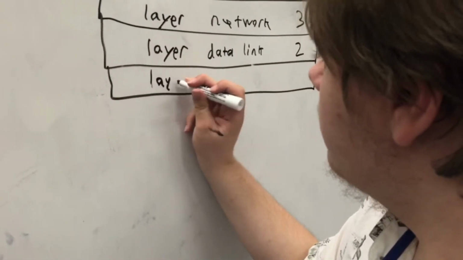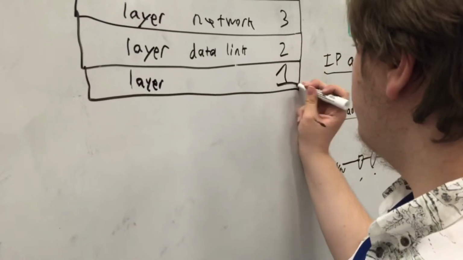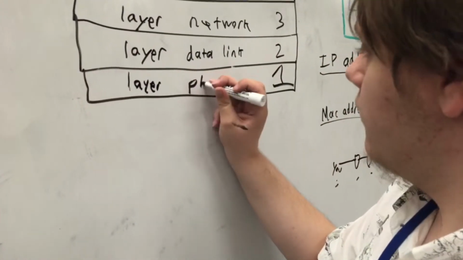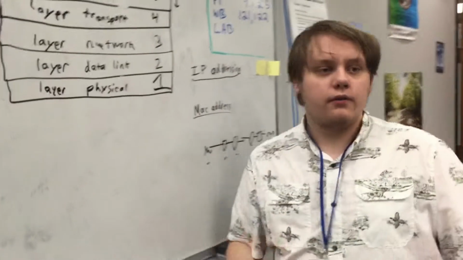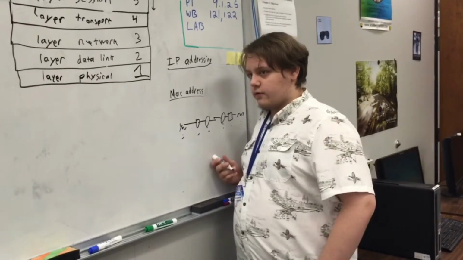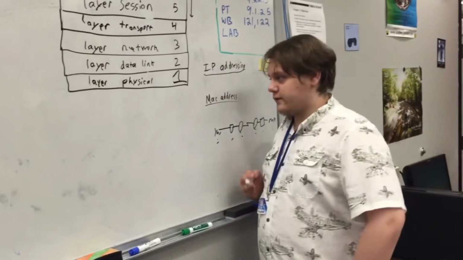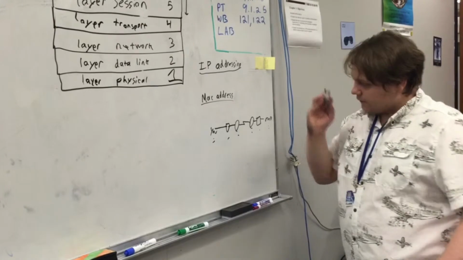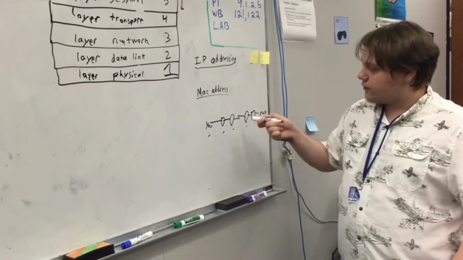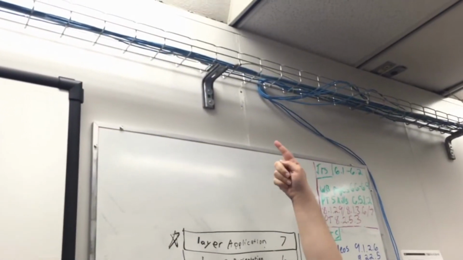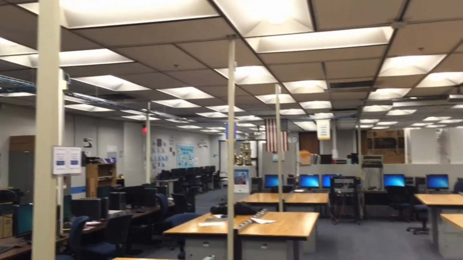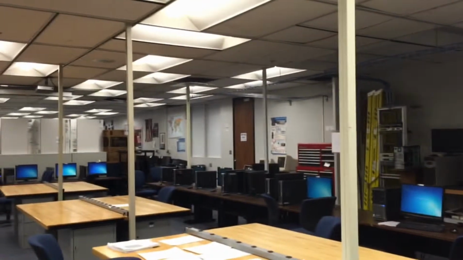Layer 1. Physical. This right here is where your logical data turns into ones and zeros. Physical data. The physical is these things in between the devices. If you look at this, these are the physical layer. Everything in this room, all of these wires everywhere are the physical layer.